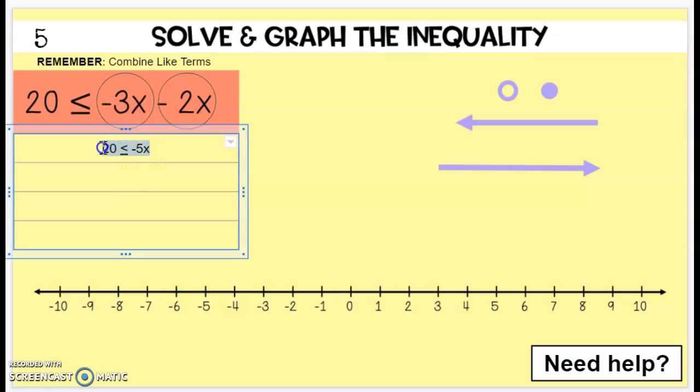This is a one-step inequality. I am not going to continue moving forward with this because I know you know how to solve this. If you're not sure how to solve this, go back to the video on how to solve one-step inequalities. I know you know how to do this one.